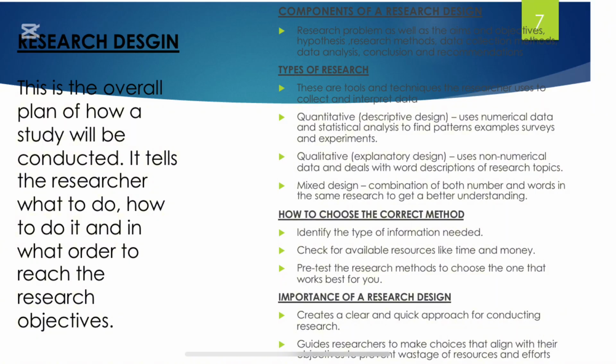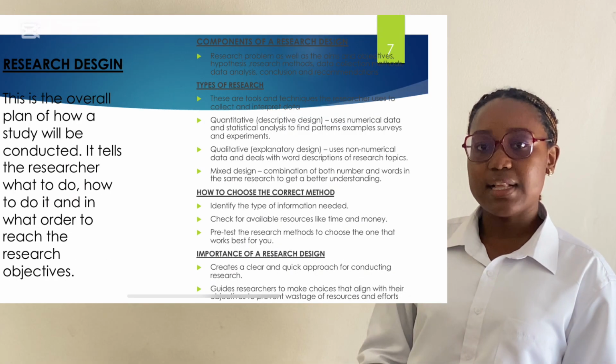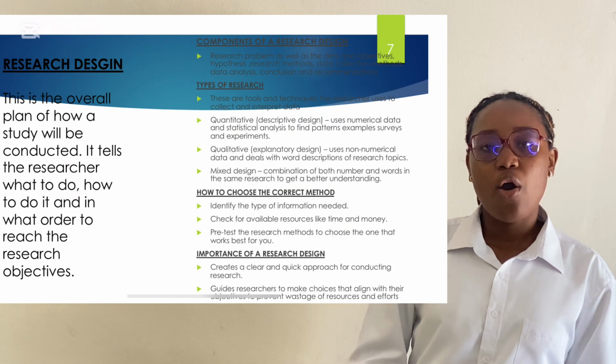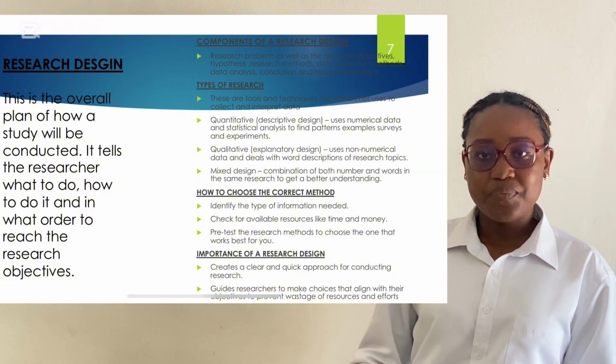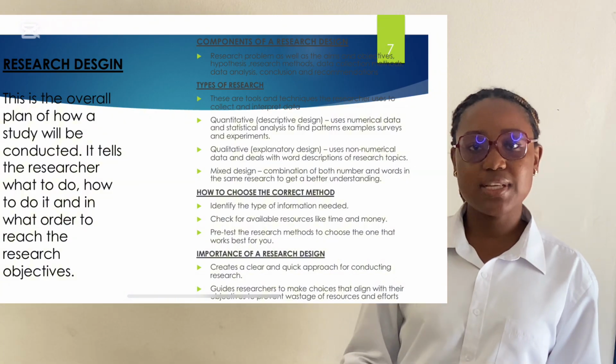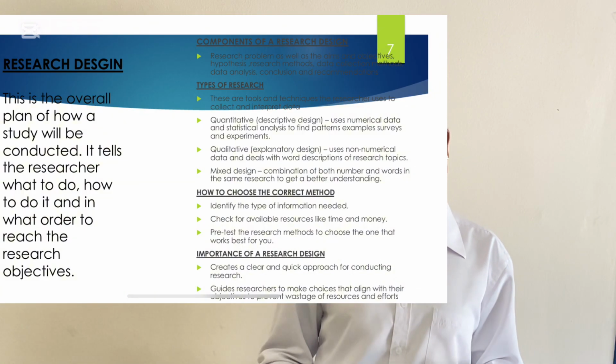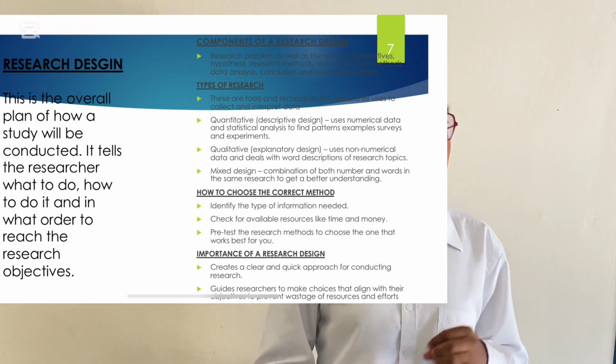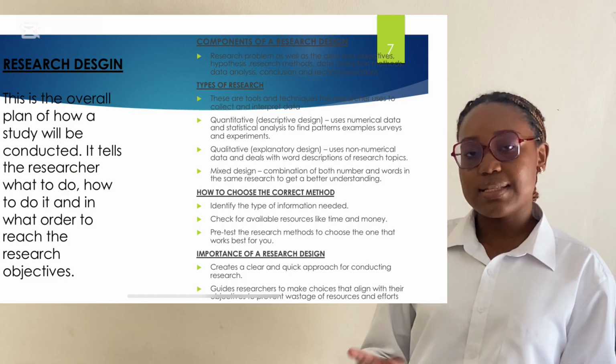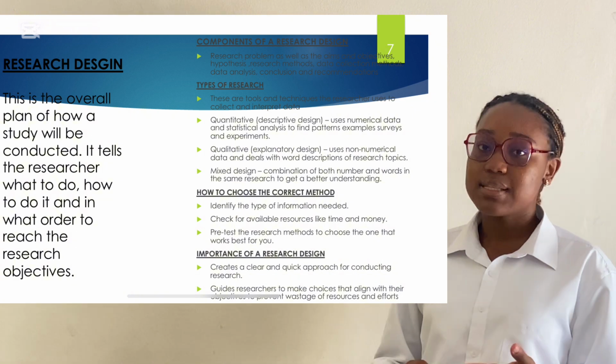Now we move on to the types of research design. One can ask, what are the types of a research design? These are the tools and techniques that a researcher uses to collect and interpret data. Now, the three types of the research design. Firstly, we have the quantitative or descriptive design. In this one, the researcher uses numerical data and statistical analysis to find patterns. For example, we have experiments and surveys.